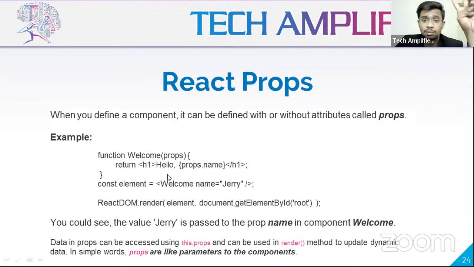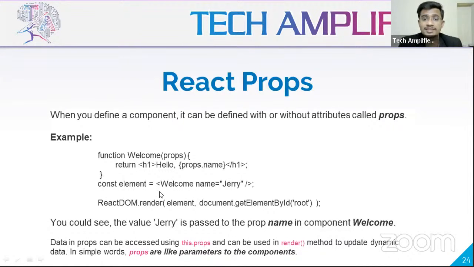Okay, so there are two types of components actually, function component and class component. When we are using a class component, that time we are going to use this.props. Right now, if you see, we haven't used this.props because it is a function component. There is another type called class component, in that we are going to use this.props, and it can be used in the render function or render method to update the dynamic data. In simple words, props are like parameters to the component.